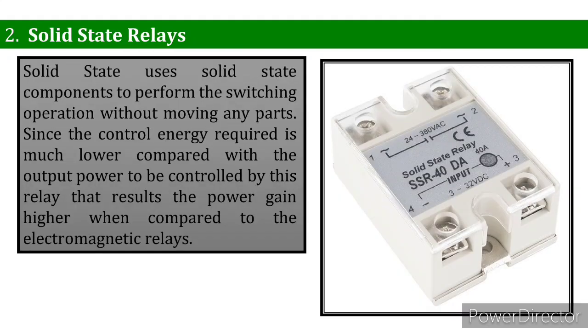The second type is solid state relays. Solid state relays use solid state components to perform the switching operation without any moving parts. Since the control energy required is much lower compared with the output power to be controlled by this relay, the power gain is higher compared to the electromagnetic relay. Along with that, the size of solid state relays is smaller than electromagnetic relays.